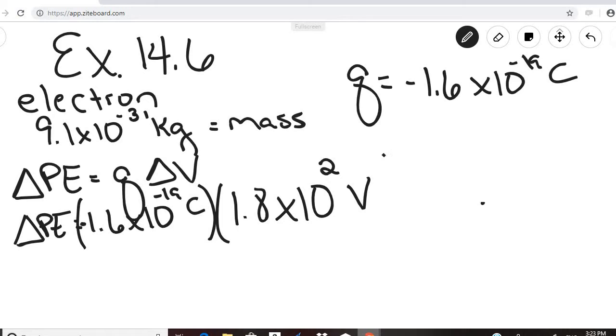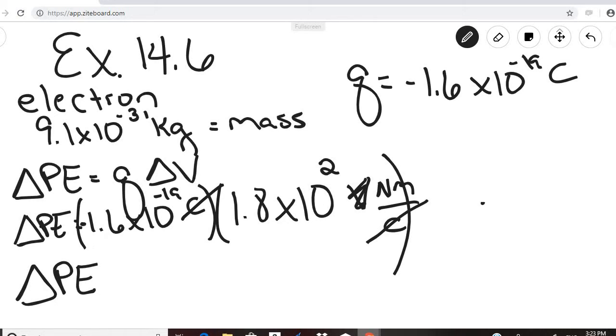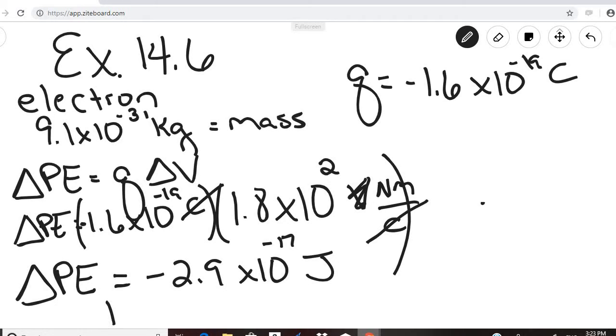And let me remind you that a volt is a Newton meter over Coulomb. So the coulombs are going to cancel. You'll be left with Newton meter. So the change in potential energy then comes out to be negative 2.9 times 10 to the negative 17 Newton meters, which is a joule. A negative potential energy change means that you have a decrease in potential energy. So if the potential energy decreases by 2.9 times 10 to the negative 17, then the kinetic energy had to increase by that amount. So the kinetic energy is 2.9 times 10 to the negative 17 joules.